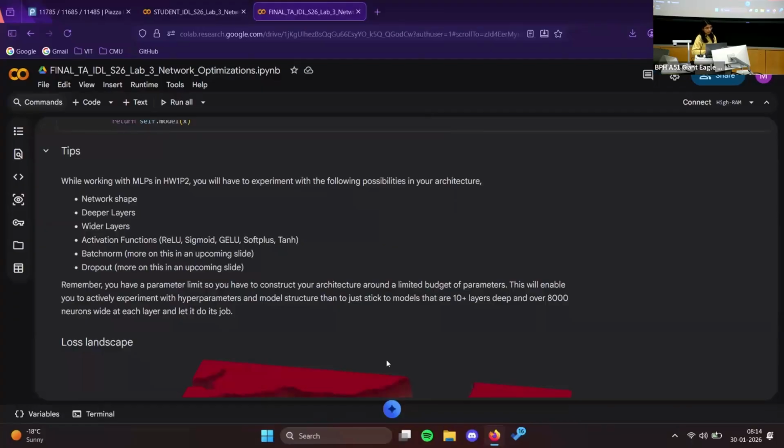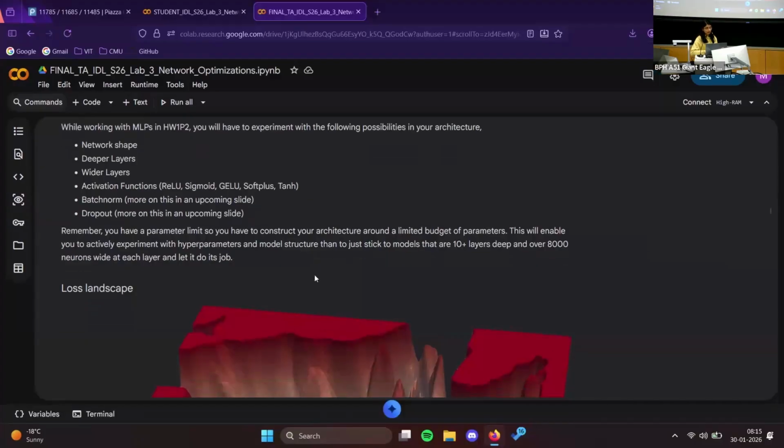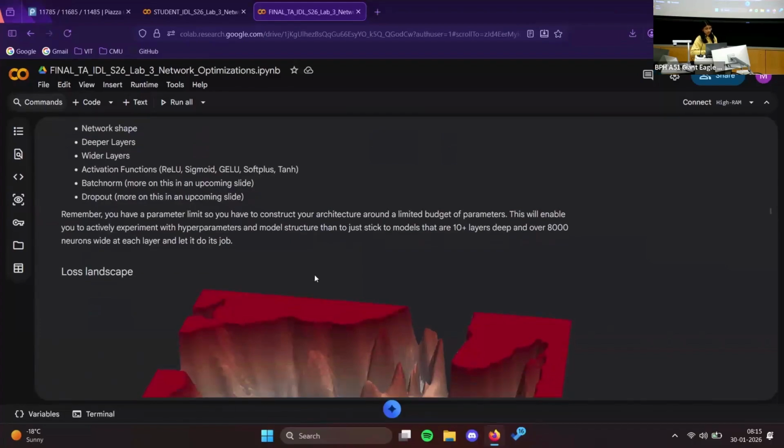And the other important point is, remember that you have a parameter limit to construct your architecture. Just because a wider and deeper network generally performs better does not mean that you can put an arbitrarily high number of neurons or layers in your architecture. So please stick to the limit for a particular homework.